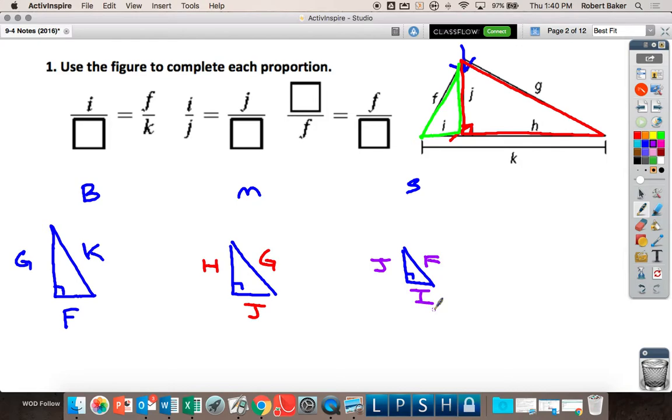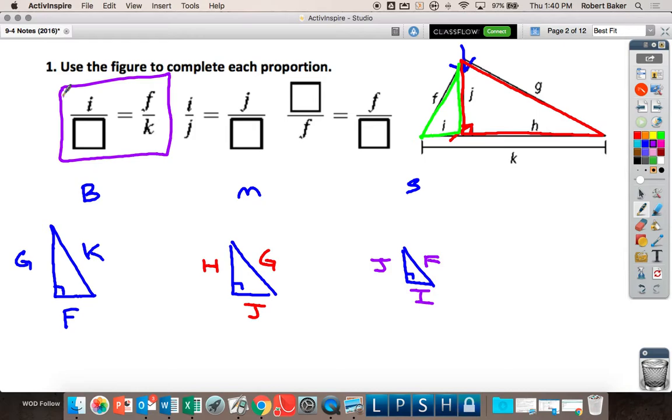Right? So when we set up proportions, we can use hypotenuse over hypotenuse equals short leg over short leg. It just becomes two random triangles, like we've been doing this whole time. So what we're going to try and do is we're going to try and complete that proportion. So it says I over something. Can we do anything with that? What about F over K?